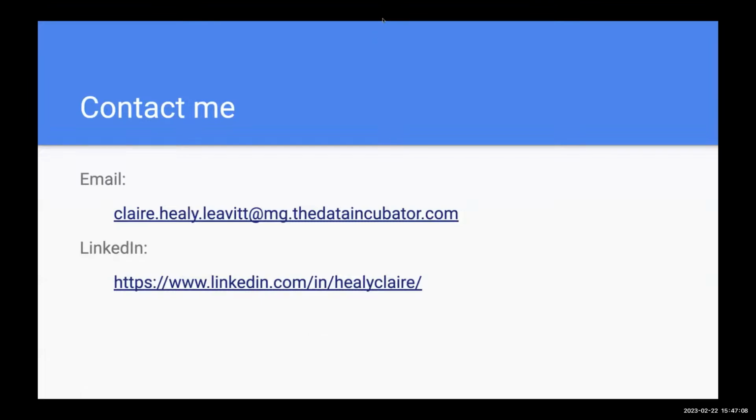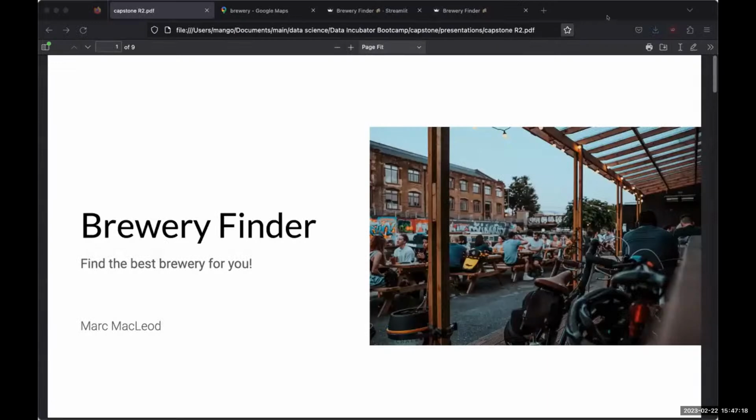So we are going to move on to our final presenter, Mark McLeod, and his project is called Brewery Finder. Mark is one of our data science students. He received his MS in mechanical engineering from North Carolina State University. And prior to TDI, Mark worked in the consulting industry as an early stage product designer. Take it away, Mark.